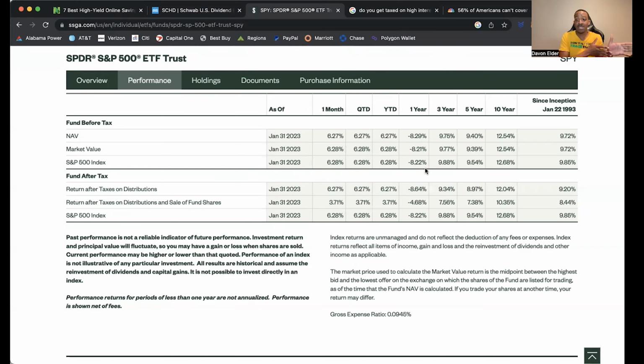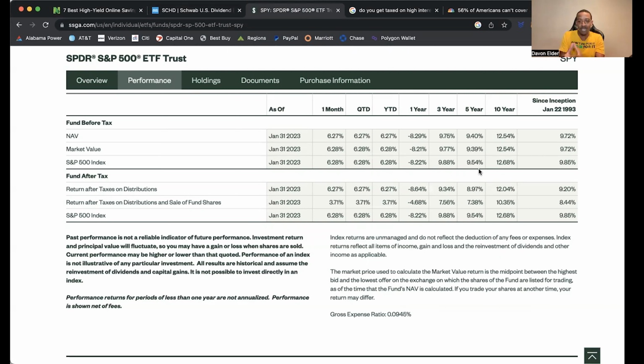But with the Schwab ETF, you will be up, right? Over the last three years, 9.88%. Schwab did better. 9.54% over the last 5 years. Schwab did better. Over the last 10 years, 12.68%. Schwab did better. Schwab did better in all of these particular aspects. So I really want you to put all this into perspective. The S&P 500 is a great place for you to be. This is not to poo-poo on the S&P 500, but this is what I want you to understand.